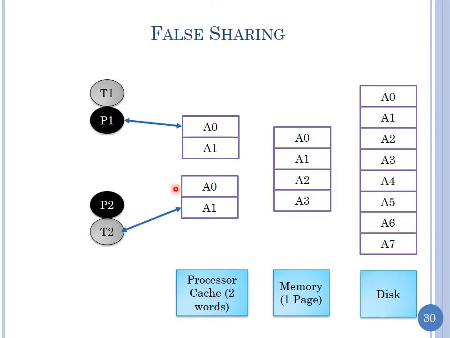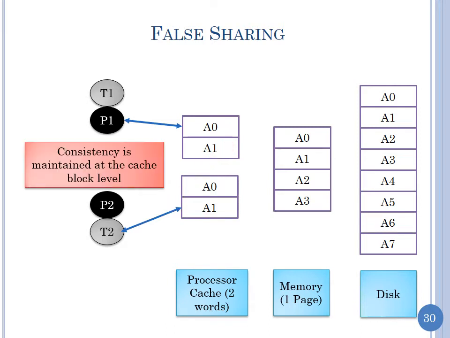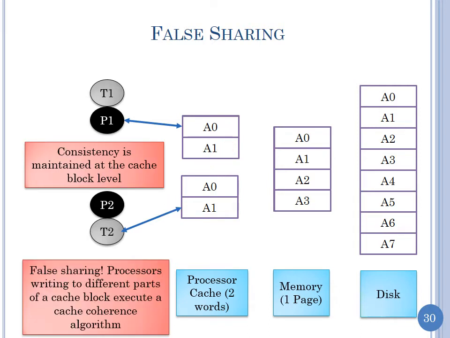What about this situation? T1 is accessing A0, or P1 the processor, and this one is accessing A1. But as far as the cache coherence algorithm is concerned, it works at the block level, not at the word level, just to make it more efficient. So it regards this as a conflict. It runs the cache coherence algorithm, even though this is false sharing. So consistency is maintained at the cache block level, and we have a notion of false sharing where processors write to different parts of the cache block, and they still execute a cache coherence algorithm.